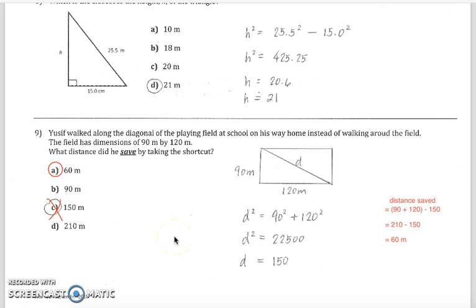To find the distance saved, you need to compare, well, if he walked along 90 and 120, how long would that be? So 90 plus 120 is 210. And then he saved 210 minus 150 meters, which is 60 meters. So the correct answer should be A.